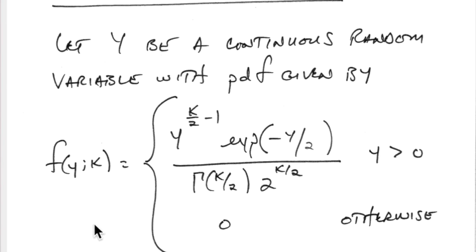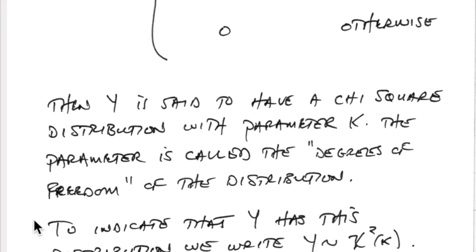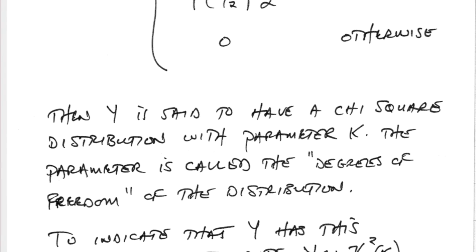So if a continuous random variable has this PDF, then it's said to have a chi-square distribution with parameter k. Now the parameter k is called the degrees of freedom associated with the distribution. To indicate that y has this distribution, we could write down the PDF, but we'll typically use the abbreviated notation that we have been using. So we would use the tilde to abbreviate the phrase "is distributed as." And so we would say that y is distributed as a chi-square random variable with k degrees of freedom.